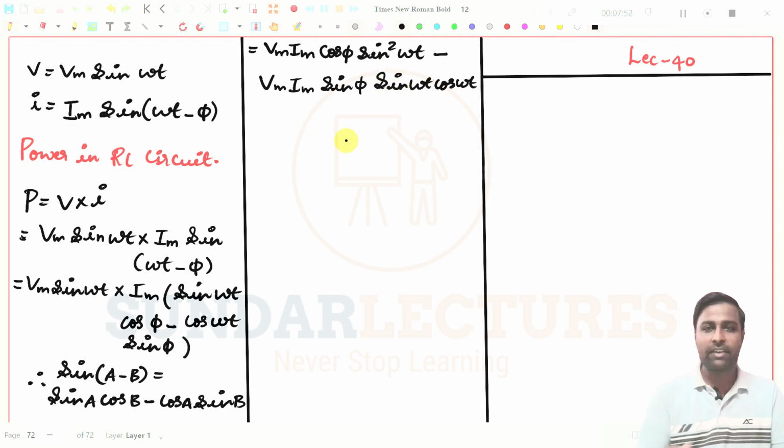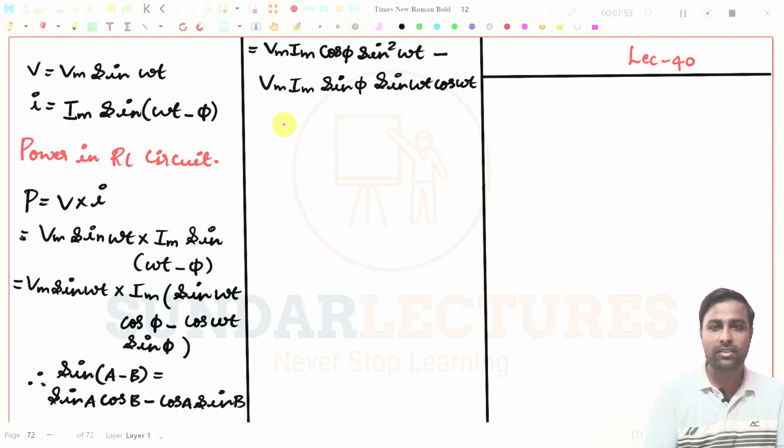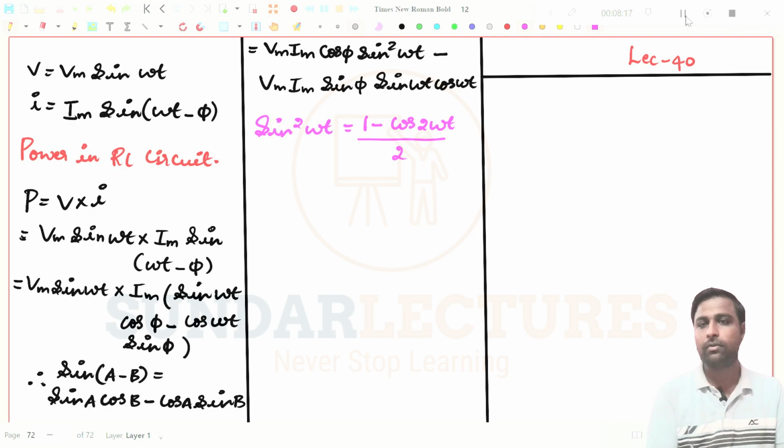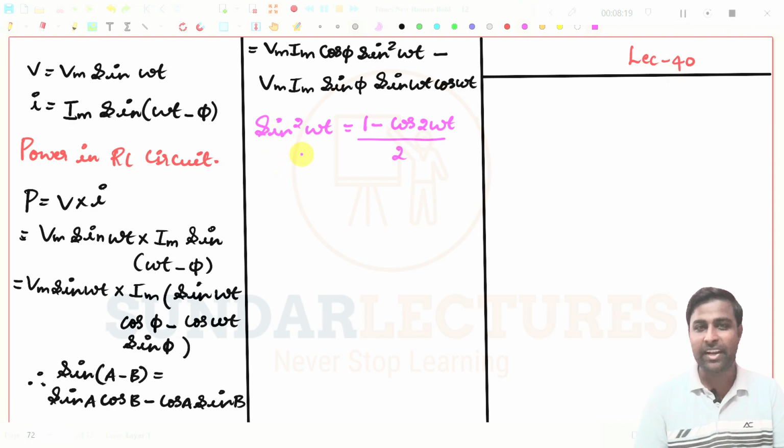And what is sin square omega t? I just write it in a different color. Sin square omega t, or sin square theta, can be written as 1 minus cos 2 theta divided by 2. So we have seen this formula, right? Sin square theta can be written as what? 1 minus cos 2 theta divided by 2, because I have omega t, I have written like this.